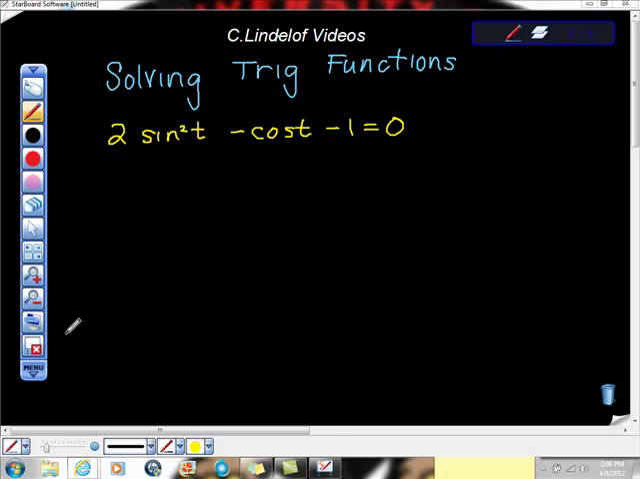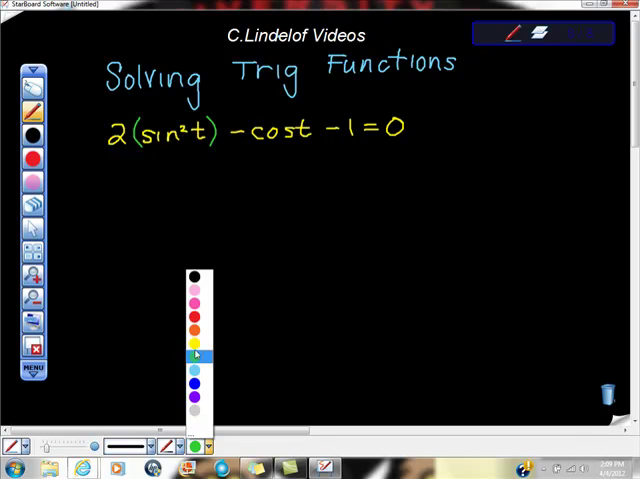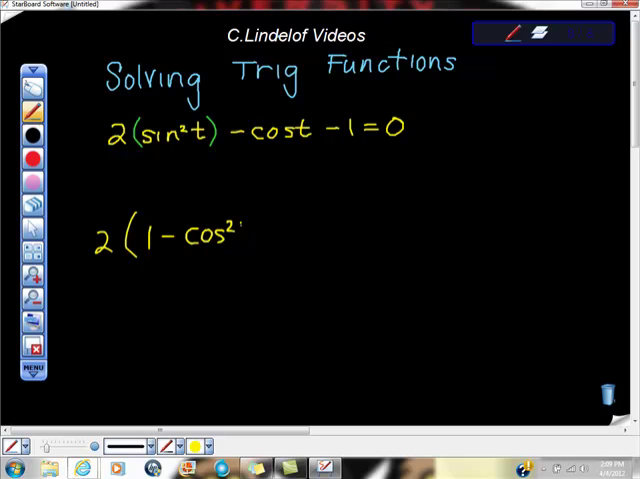So 2 sine squared t minus cosine t minus 1 is equal to 0. First thing that we said we were going to do, we've done it so many times now, is we're going to get a replacement value here, aren't we? And we're going to say 2, and then we take the replacement value for sine squared t from our Pythagorean identities, right, which is 1 minus cosine squared t, minus cosine t minus 1 is equal to 0.